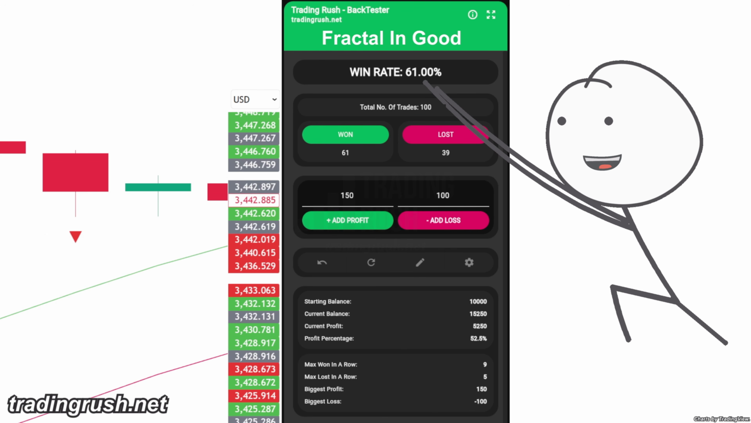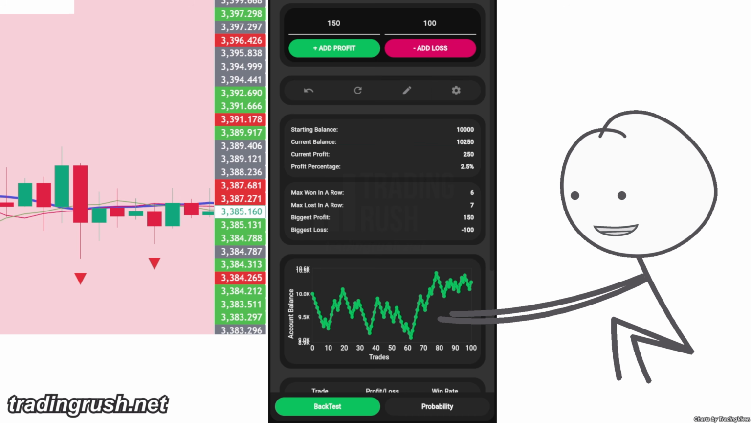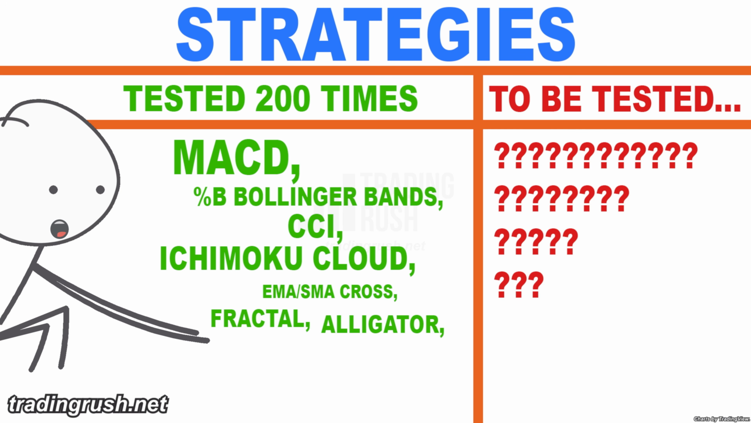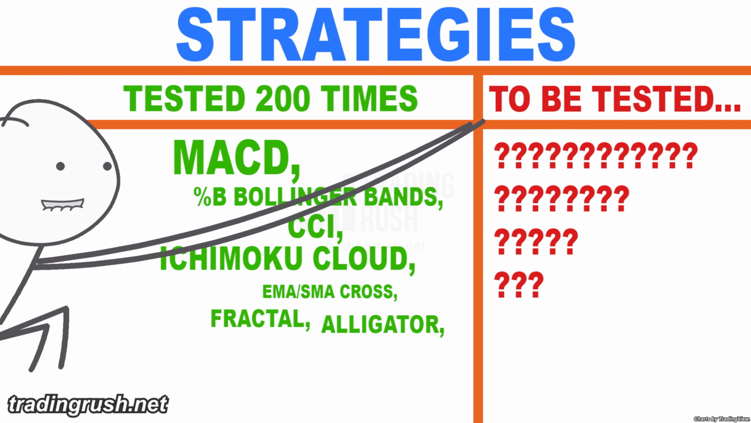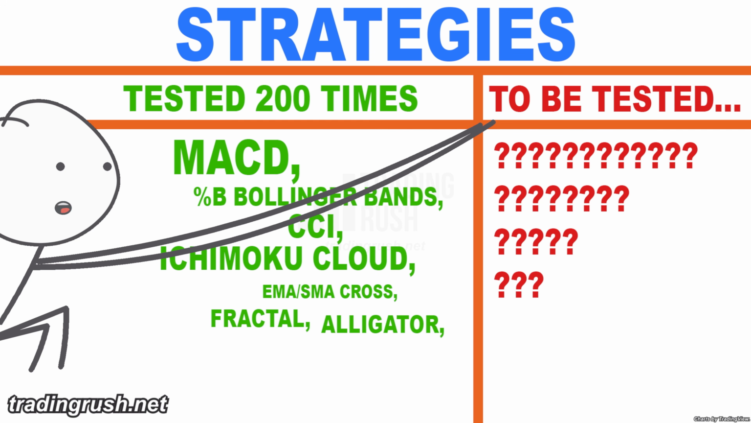Basically, this fractal strategy spams trades in the extremely good market and gets a good win rate, and it has a lower chance of blowing up your account compared to other strategies in the bad market. Since this is an ongoing testing series, let's see if we will find strategies that will get a really high win rate. And who knows, maybe they will even manage to make money in the extremely bad market.